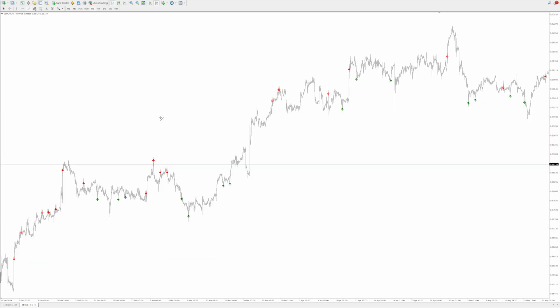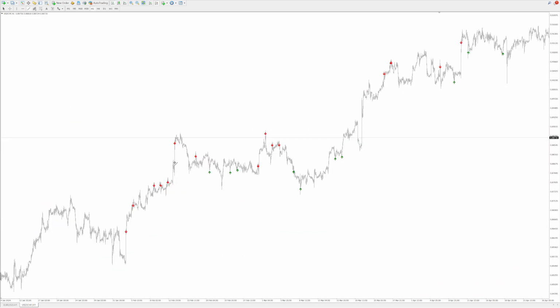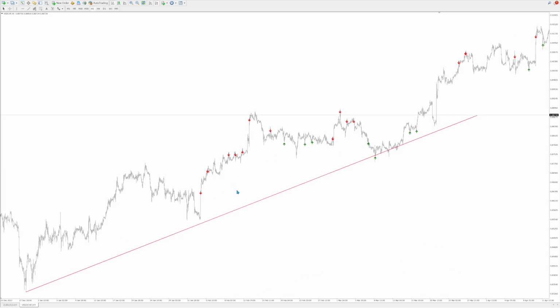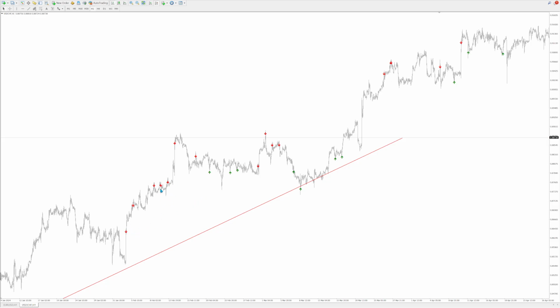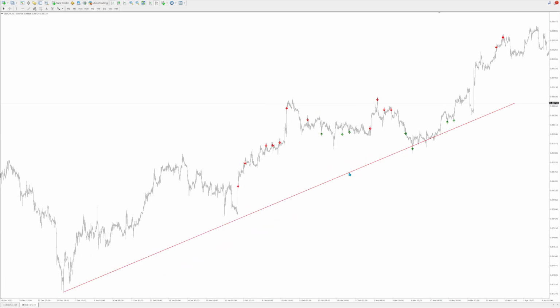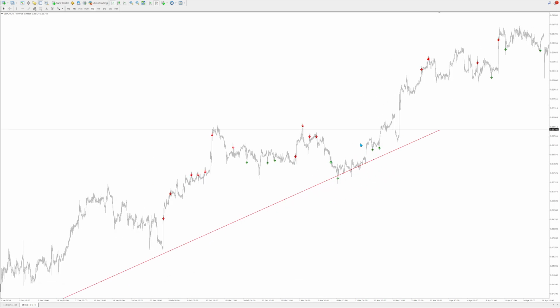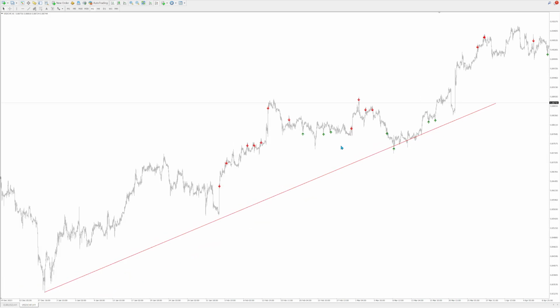If you do insist you have to trade these arrows, my suggestion would be just to trade them in line with the overall trend. You can see you're selling against the tide here. It's an uptrend. Whereas if you were taking the buy trades, the buy arrows with the overall trend, you've got a more favorable chance, in my opinion.